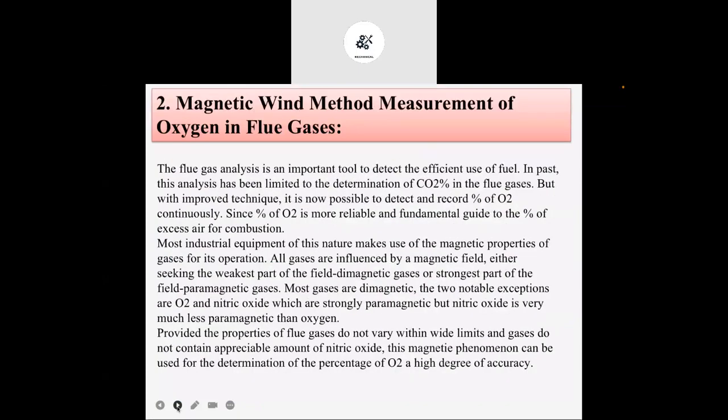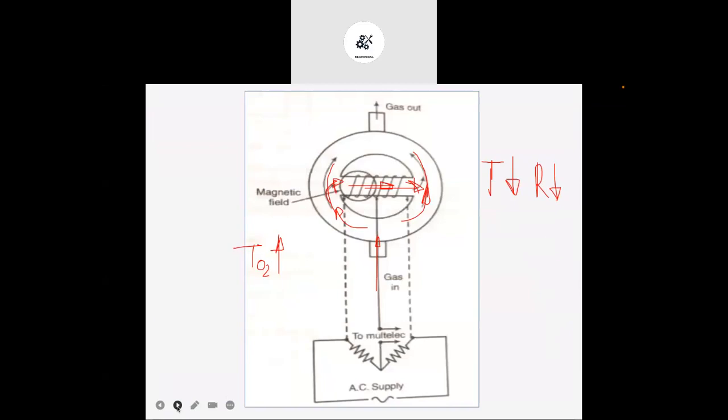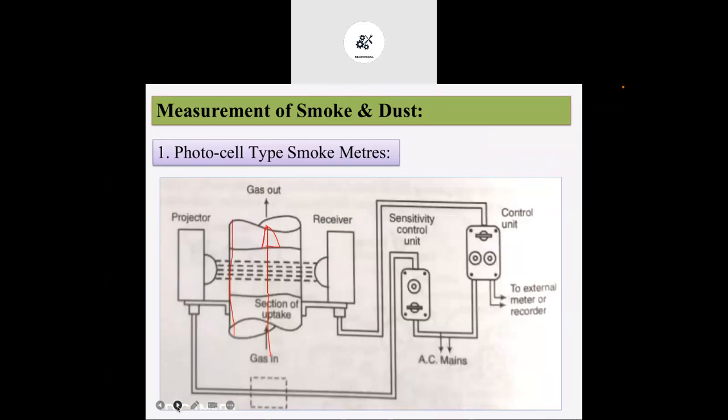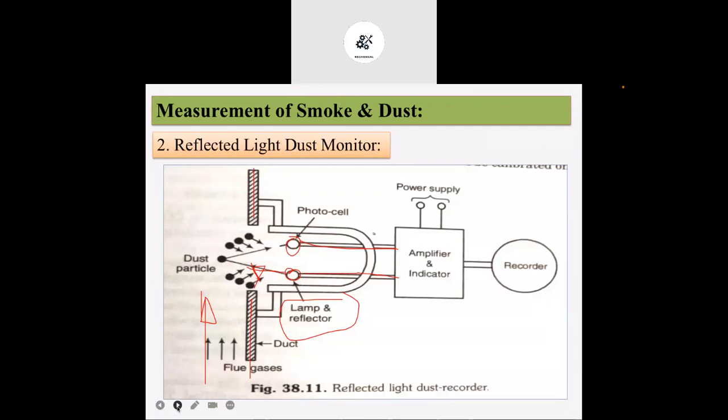Similarly, we also studied the different measurement devices used to analyze the flue gases. The content of CO2 in the flue gases is measured by using the thermal conductivity method. We can find the oxygen content of the flue gases by using the magnetic wind method. Then the smoke and dust present inside the flue gases are measured by using a photocell type smoke meter and a reflected light dust monitor. So these are the measurement devices or instrumentation used to find out the quality of water, as well as the amount of gases present inside the flue gases.